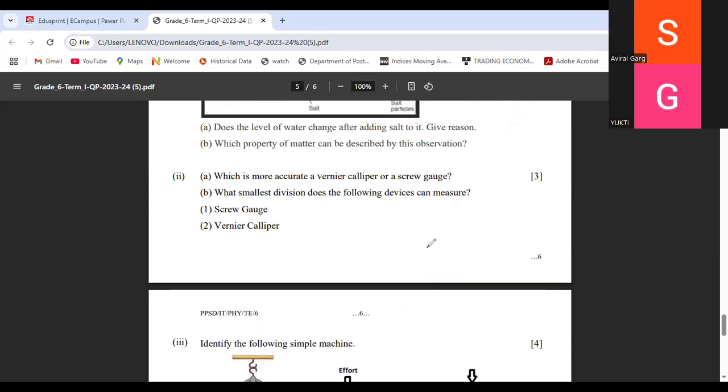We will check this question. Which is more accurate, vernier caliper or screw gauge? Yes, correct. The answer is screw gauge. And why? Because it can measure more accurately. Why can it measure more accurately? Because of the least count. I had given you something about the least count, right? What was the least count of screw gauge and vernier calipers?